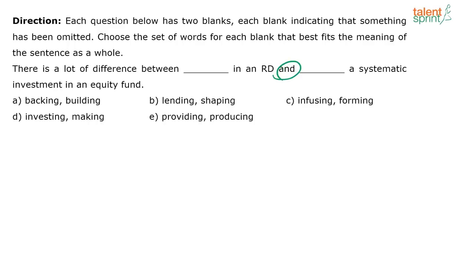My clue word is obviously, and if you look at it, something in an RD, something a systematic investment in an equity fund. If you look at the parallel construction, I am saying a systematic investment in an equity fund and something in an RD. What do you do? Recurring deposit. You invest only, no? Obviously. Logic. Investing in an RD and making a systematic investment in an equity fund. That's it. Not backing, not lending, not infusing, not providing. You can't provide in an RD. You can only invest in an RD. This is an easy one. Not very difficult.